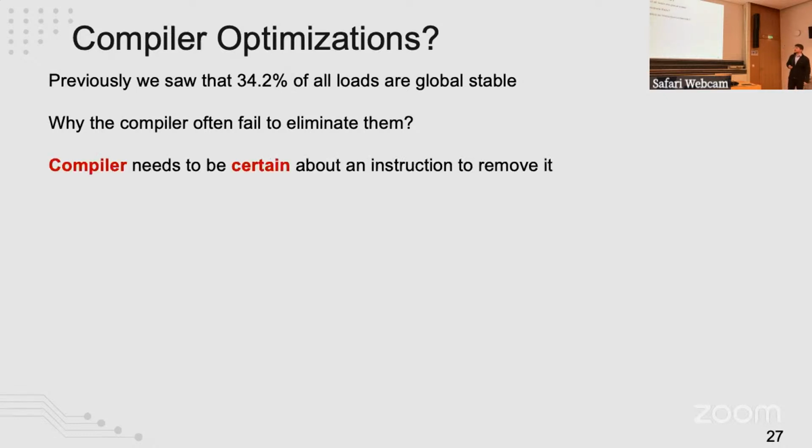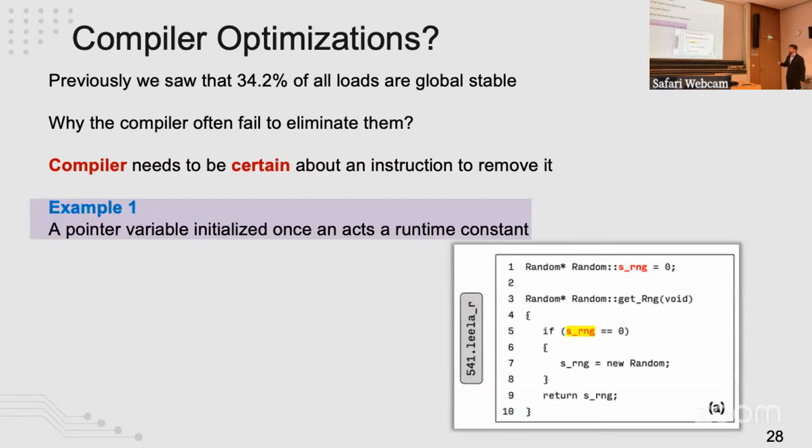This is the case because the compiler needs to be certain about an instruction to remove it, and this certainty can only be achieved during the runtime, which the compiler, of course, does not have access to. One example that the authors of the paper presented is this one, where a pointer variable is initialized only once during the runtime, and it acts as a runtime constant. For this load instruction, the compiler fails to eliminate it. However, it's still a global stable load, and it does not need to fetch the data multiple times.